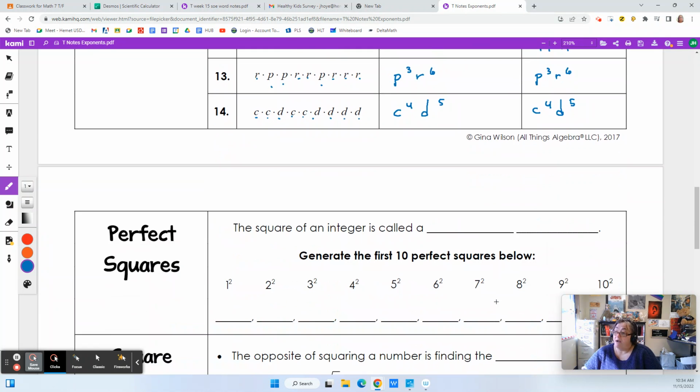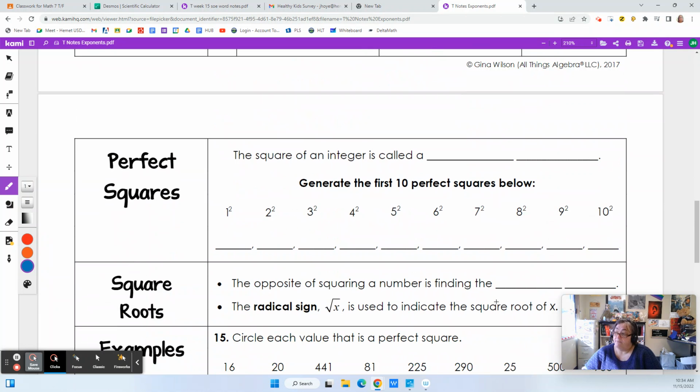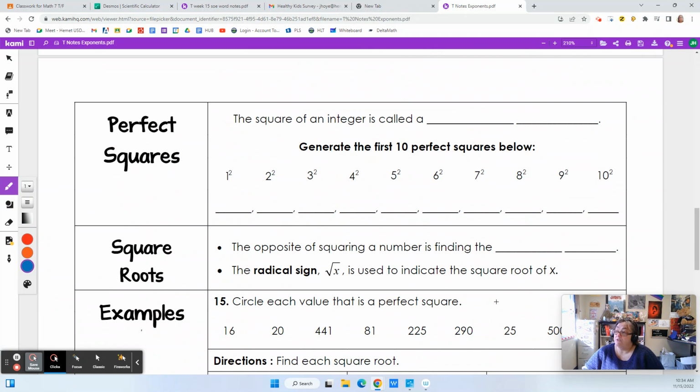Now we're going to talk about the square, right? We're starting with perfect squares. And the reason we're talking about it is so that we can do square roots, right? It says the square of an integer is called a perfect square. Integers are whole numbers, but they can be positive or negative, right?